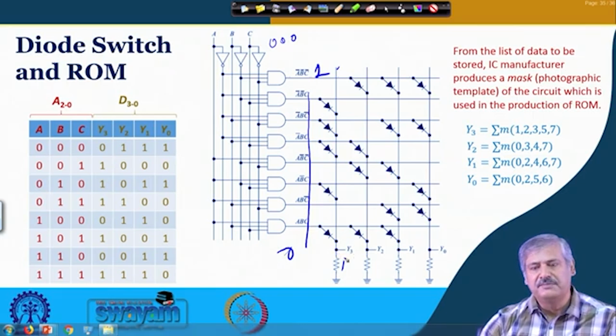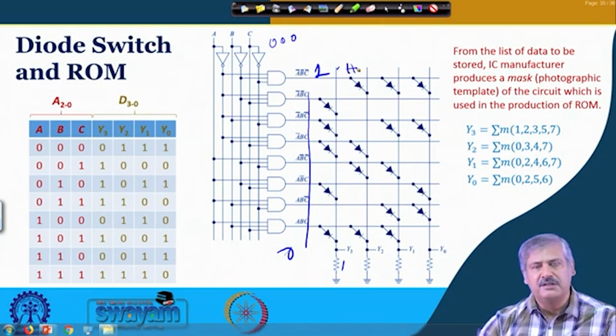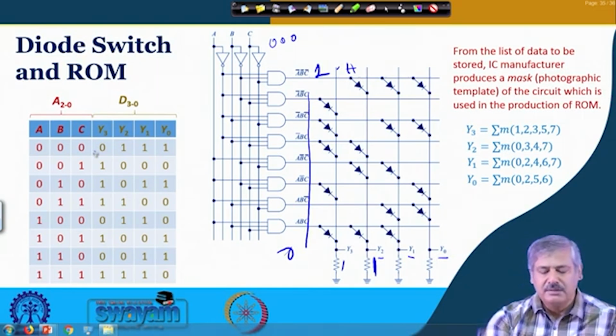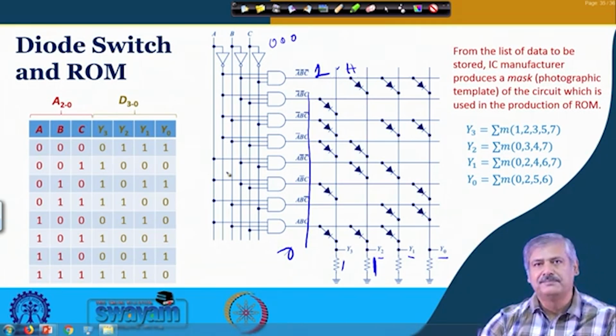So, I3 will be 0 and here there is a high voltage 1 present. So, some 0.7 voltage drop of this diode also, okay, and then the rest of the voltage drop is occurring across this, which will be considered as logic high. So, this Y2 will be considered as high, Y1 will be considered as high, Y0 will be considered as high, okay, right. So, your D3 will be 0 and D2, D1, D0 will be 1, 1, 1.